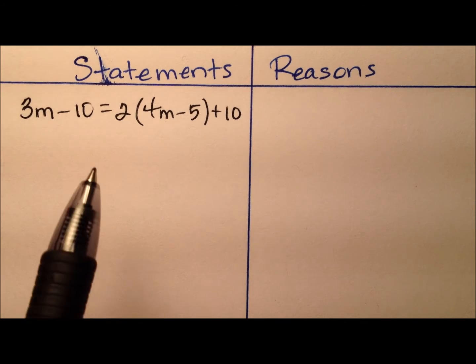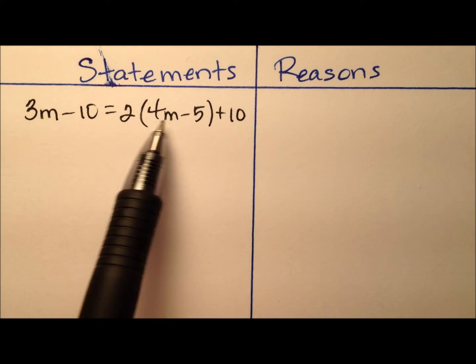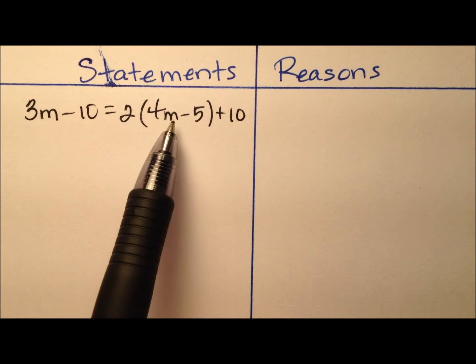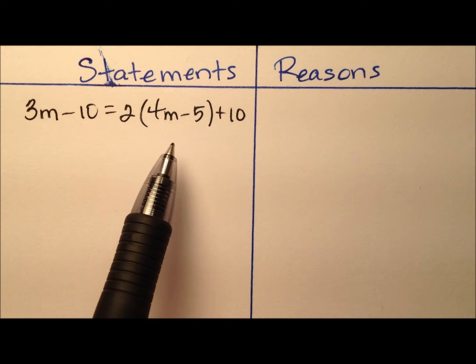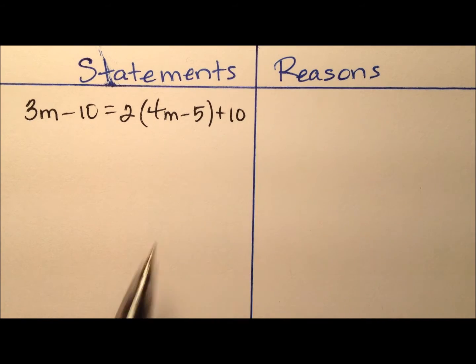In this example, we're going to work through and solve this equation. We're going to solve it for m, it looks like, is our variable. And we're going to do so and include here a two-column algebraic proof. So not only are we going to solve the equation, over here on the right, we're going to give justification for every single step that we take along the way.